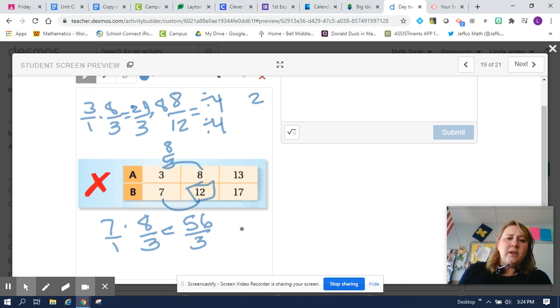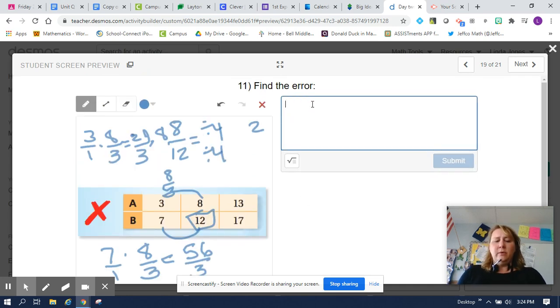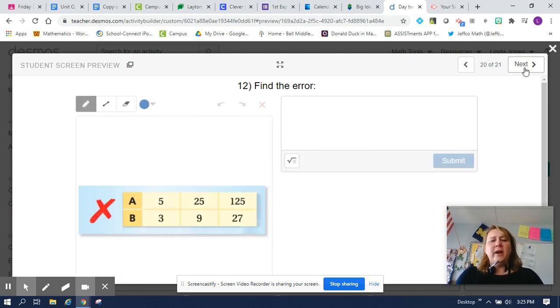So this is not a ratio table. So I would type, this is not a ratio table, since there is nothing I can multiply to get to the next set of numbers. Okay, another error. Find the error.